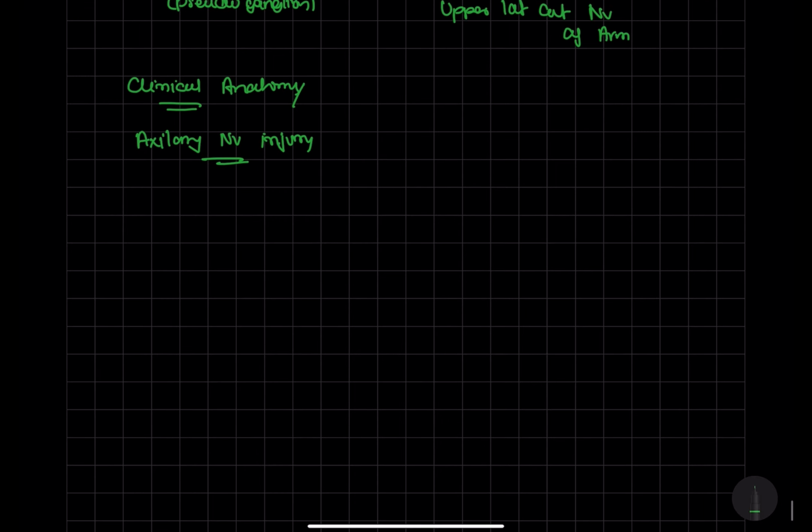Okay, so the axillary nerve damage causes may include, first, inferior dislocation of the head of humerus. Another reason may be fracture of the surgical neck of the humerus, because we know that it is in the medial aspect of the surgical neck of the humerus. So if the surgical neck of humerus is fractured, then it may also damage the axillary nerve. Fracture of surgical neck of humerus.